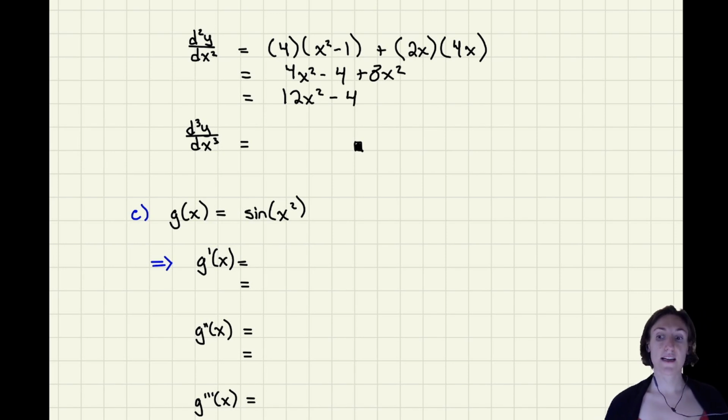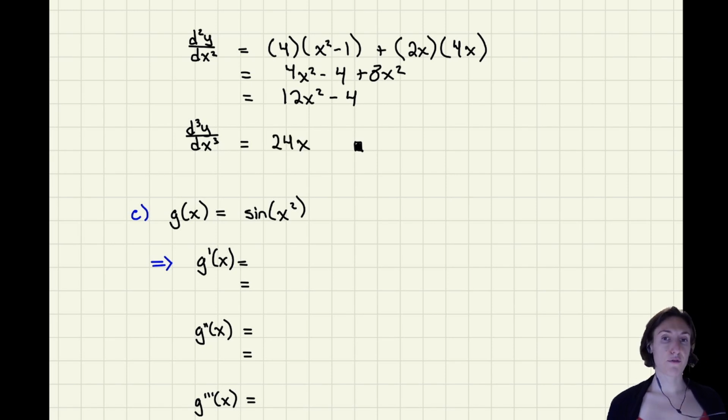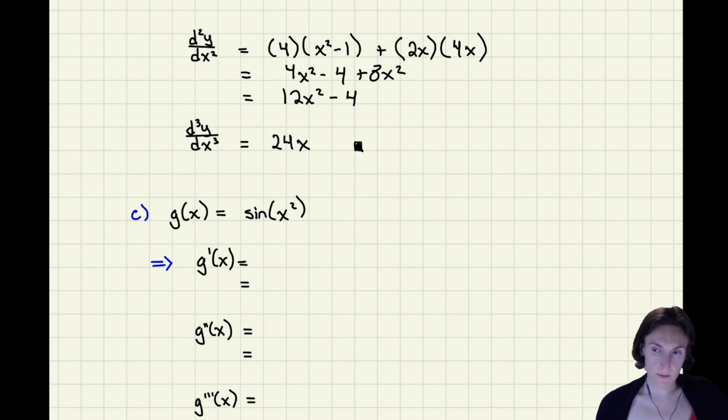If I differentiate it again for a third time, that's just going to be by power rule 24x. If I differentiate a fourth time, I get 24. And if I did a fifth time, then I'd get 0. So when you have polynomials, eventually you'll get to 0.